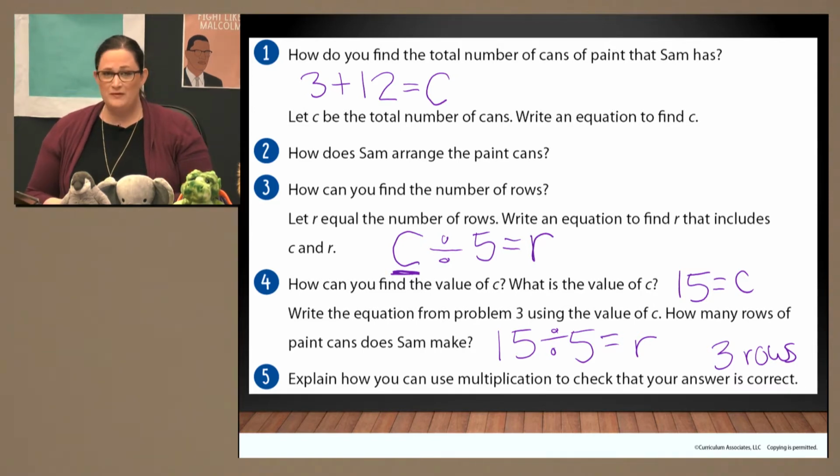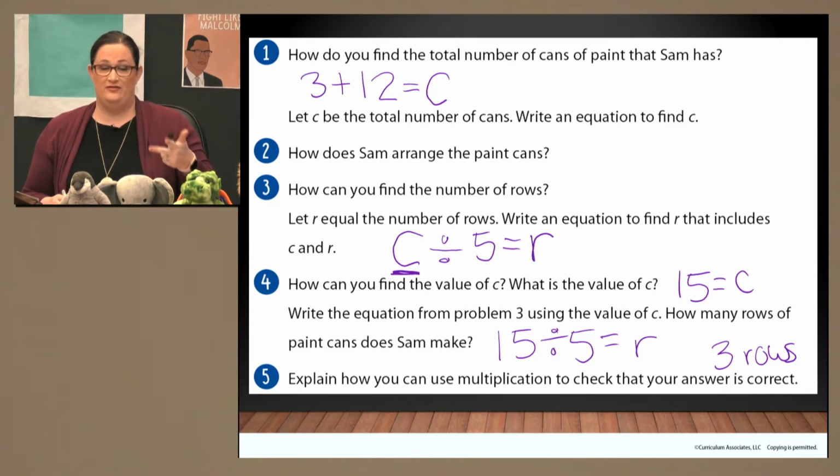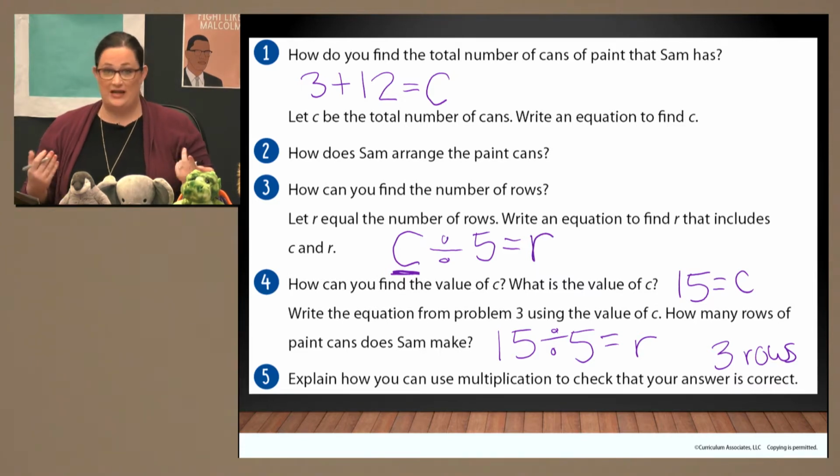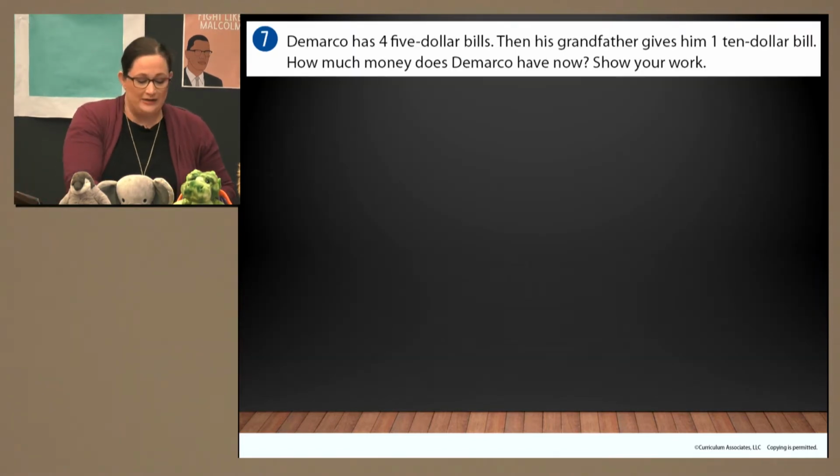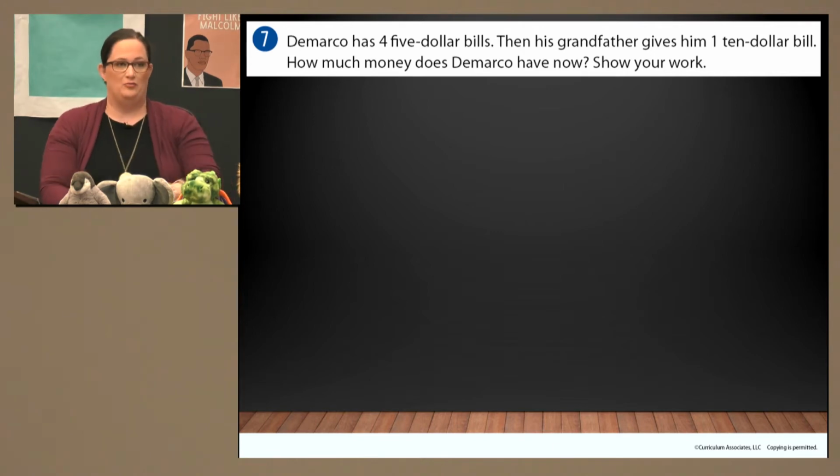How can we use multiplication to check that our answer is correct? What's 3 groups of 5? 5, 10, 15, right? 3 times 5 is 15. We have it correct. Nice job, friends. Let's do another problem together. We'll read and then we'll work on it together on the whiteboard.